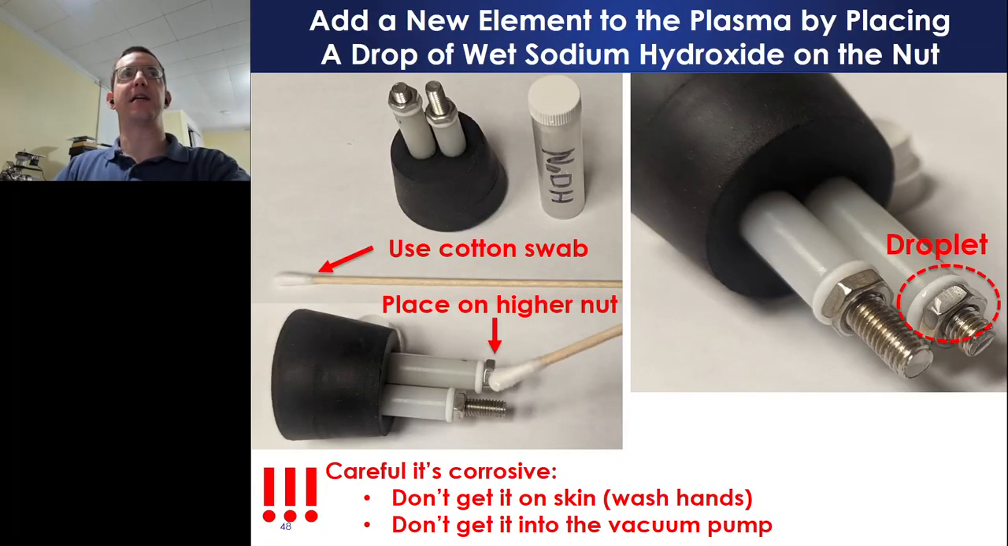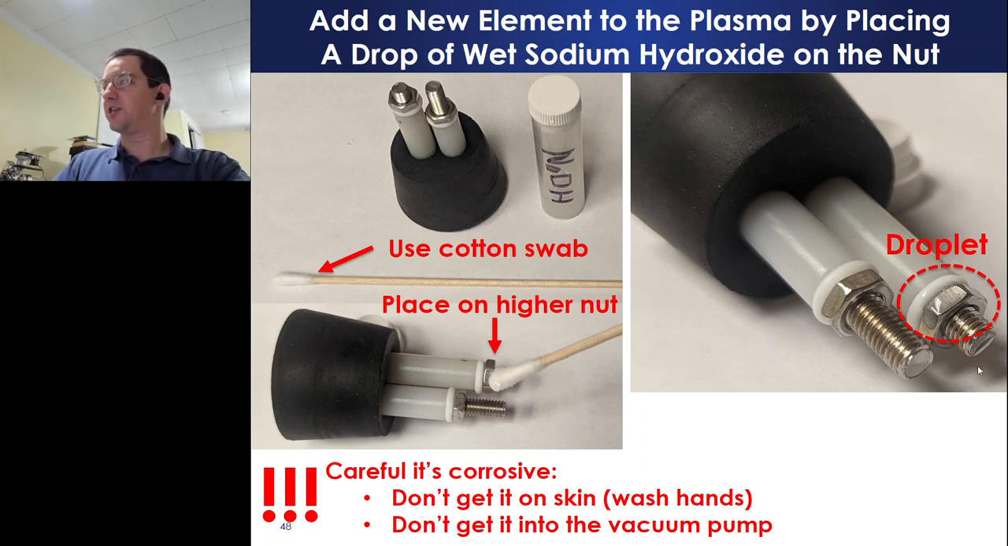We will now add a new element to the plasma by placing a drop of wet sodium hydroxide on the nut. We will do this by using a wood-handled cotton swab to transfer a small amount of this wet sodium hydroxide to the higher nut on the tip. Be careful as this is corrosive. Don't get it on your skin and don't get it into the vacuum pump.